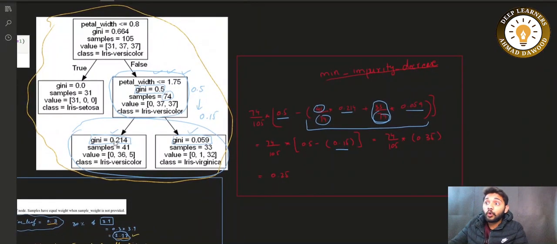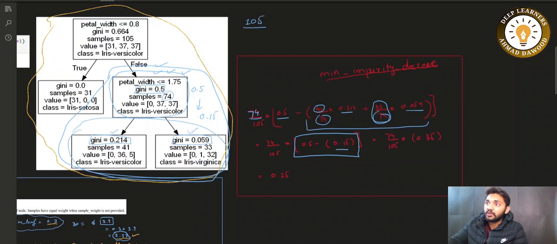But if you consider the whole number of points, which is 105 points, and you want the whole reduction in impurity of the whole data set, then you have to again multiply with the number of points at this particular node divided by the number of total points, because you want to see how much the reduction in impurity is over the total number of points. So this 0.5 minus 0.15 is the reduction in impurity just for this case.